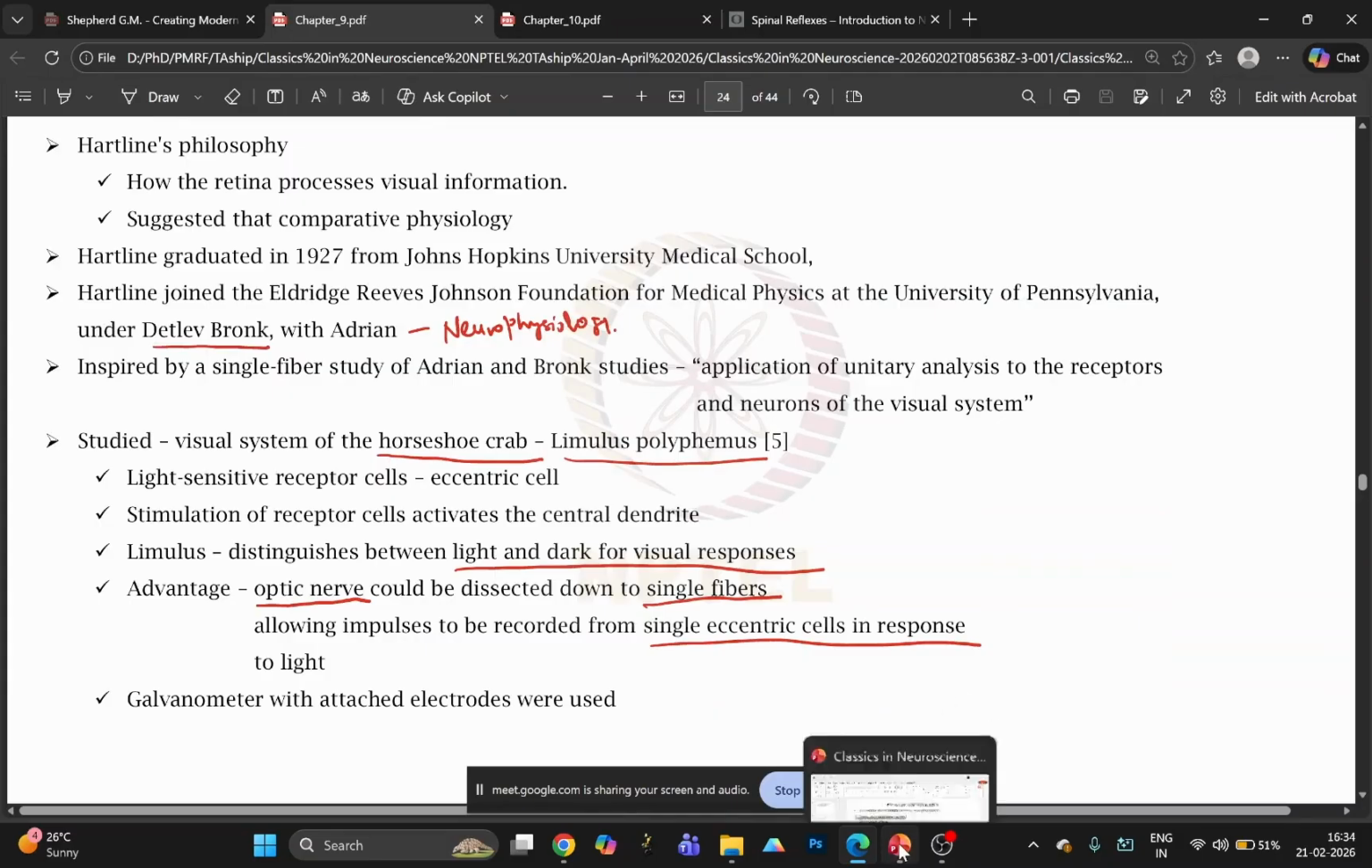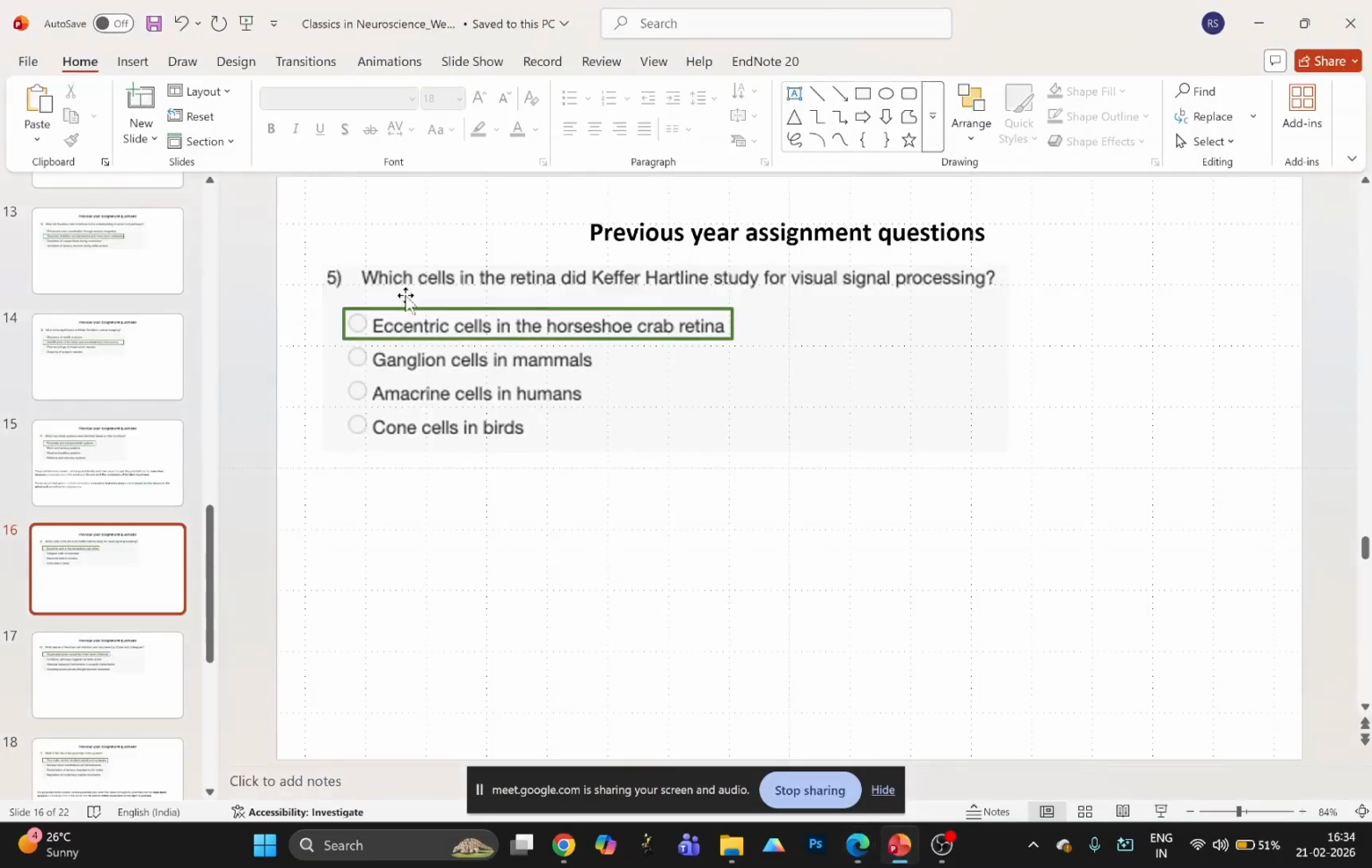Now the question is, what cells in the retina did Keffer Hartline study for visual signal processing? So we now know the answer is eccentric cells in the horseshoe crab retina.